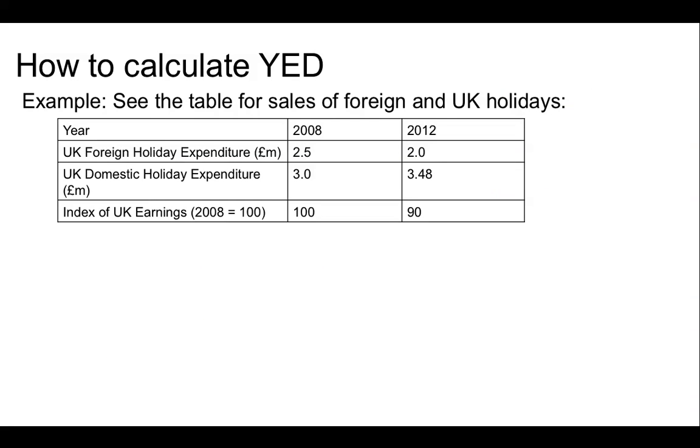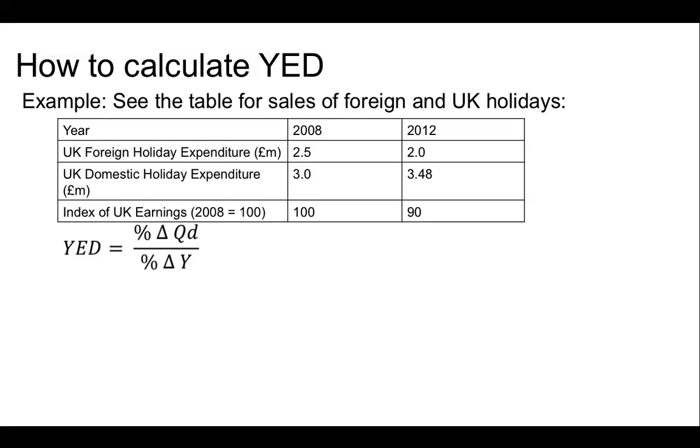Now, one of the other things you have to do is be able to calculate income elasticity of demand. And this is an example table that would show the sales of foreign holidays and UK domestic holidays taken by British people, and with an index of earnings. And an index number just means that we set whatever your earnings are at in a certain year, in this case 2008, we set that to equal 100, and then we compare whatever the earnings go up or down by in proportion to 100, which was our base year.